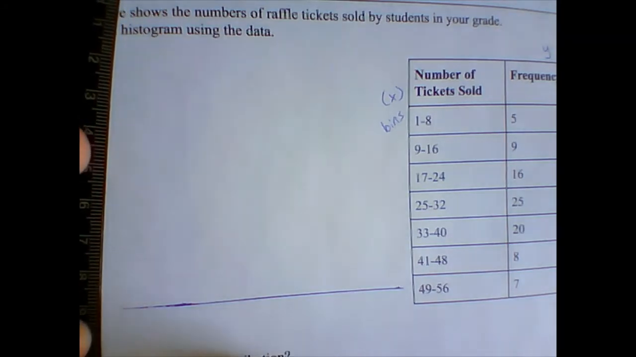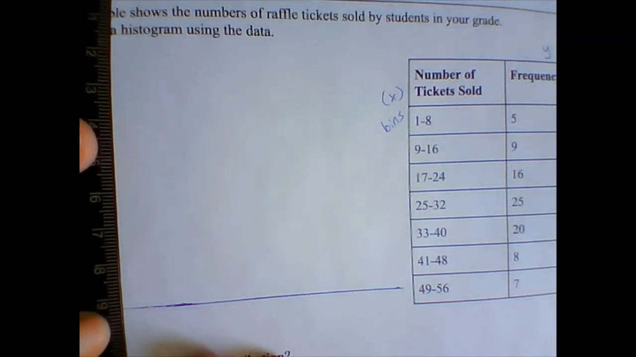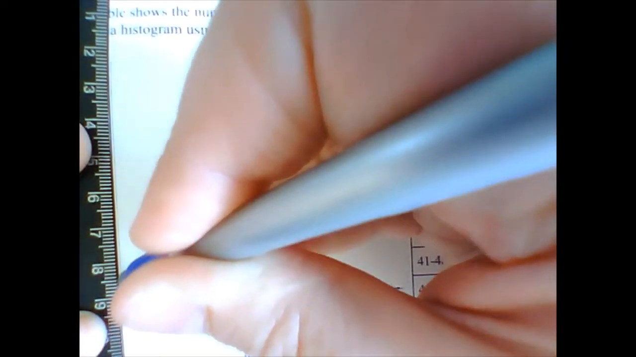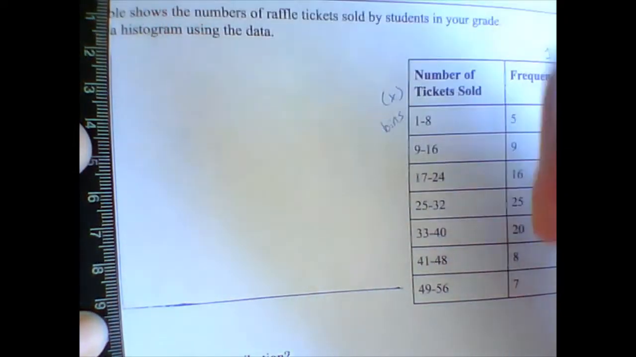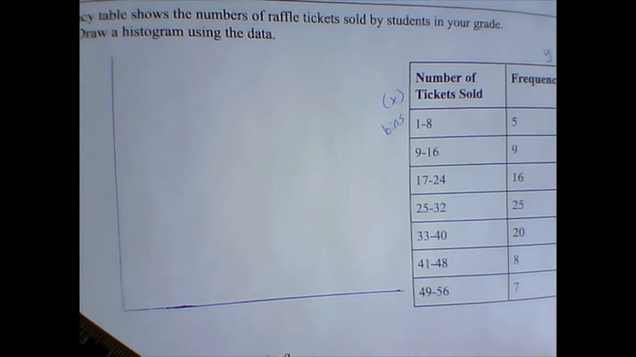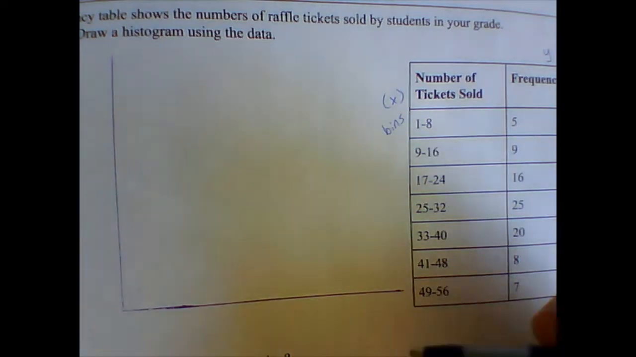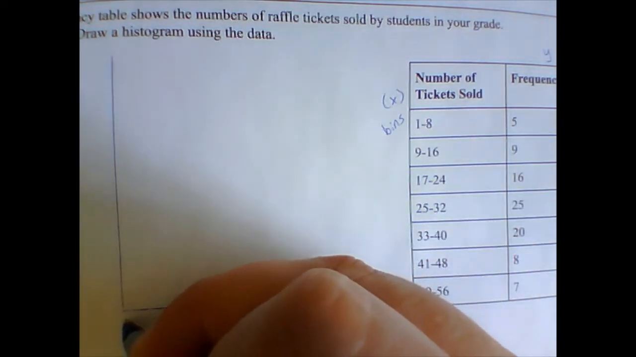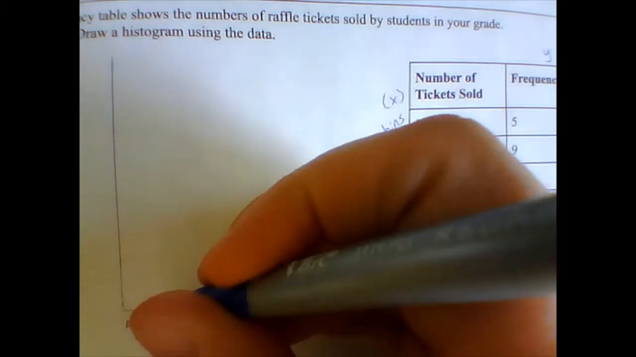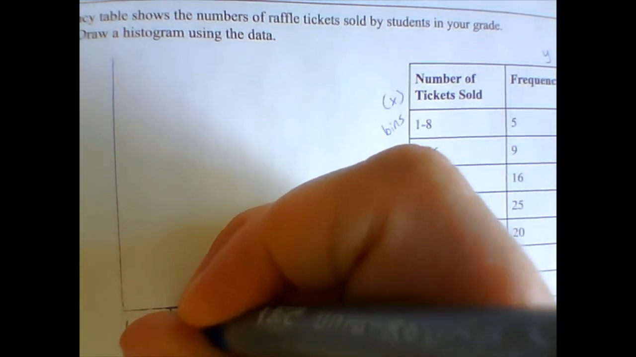Now, this looks a little weird because it's not a single X number. It's the numbers 1 through 8. But remember, histograms don't show exact data values. In fact, the table doesn't show exact data values. We know 5 people sold between 1 and 8 tickets, but we don't know if they all sold 7, if some of them sold 6, or if some of them sold 3, or we don't know what's going on there.